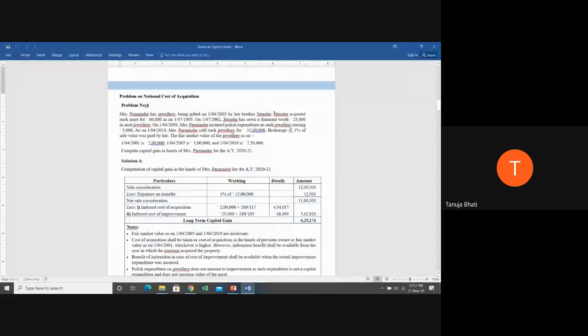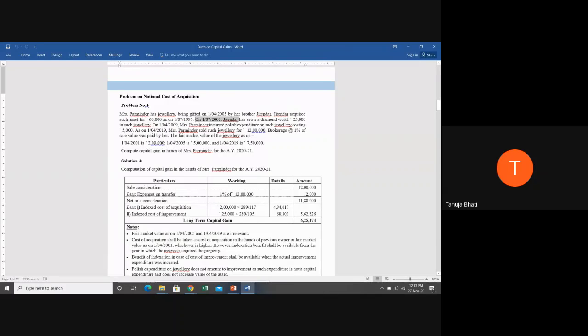Now, next. Cost of the previous owner is what? Jitendra acquired such asset for 60,000 as on 1/7/1995. Now tell me, students, is this the cost of acquisition of the current owner or the previous owner? First, the owner was Jitendra. Then Jitendra transferred it to Parminder, so Parminder becomes the current owner. Who is the previous owner? Jitendra.